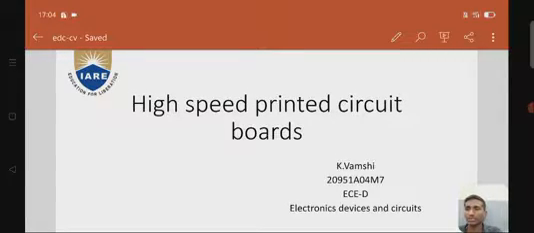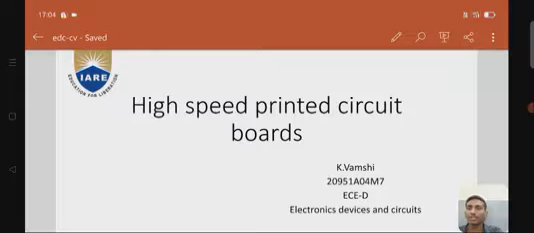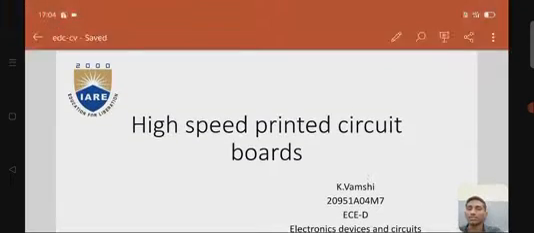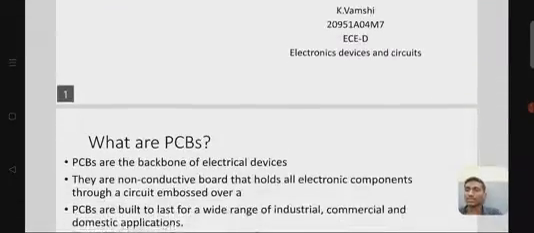So today I want to discuss high-speed printed circuit boards under the subject Electronic Devices and Circuits. So let's get into the topic.